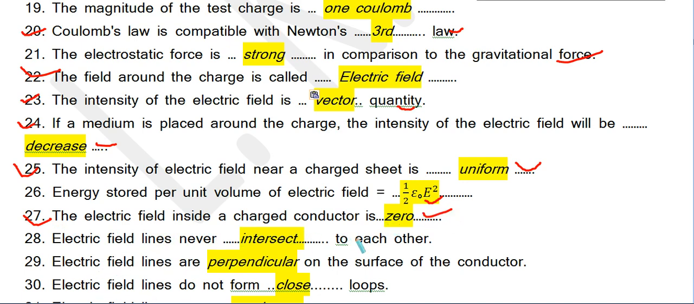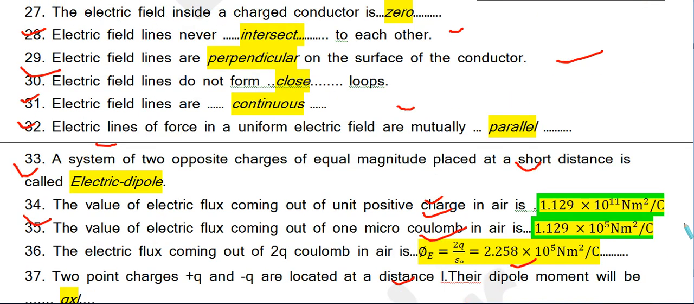Electric field lines never intersect each other. Electric field lines are perpendicular to the surface of the conductor. Electric field lines do not form closed loops. Next question, question number 31. Electric field lines are continuous. Electric lines of force in uniform electric field are mutually parallel.